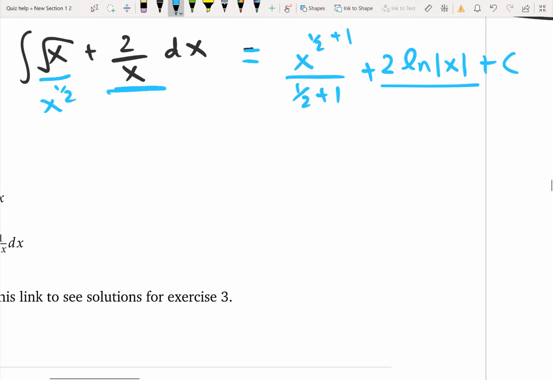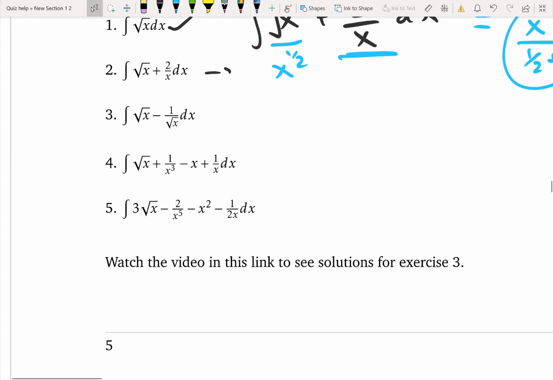Now I guess you can simplify this one. I will let you simplify that, because we just did it.